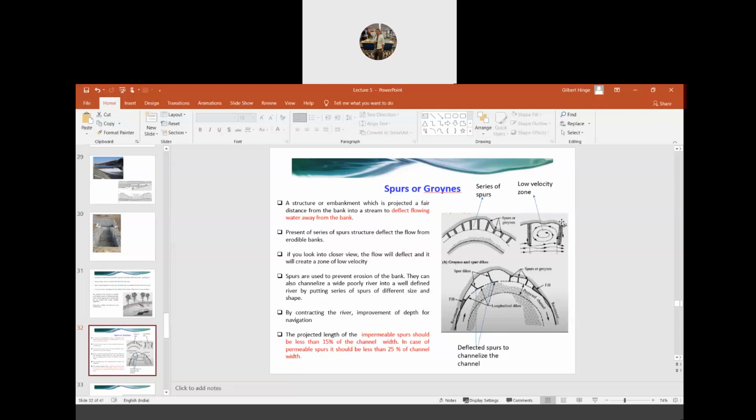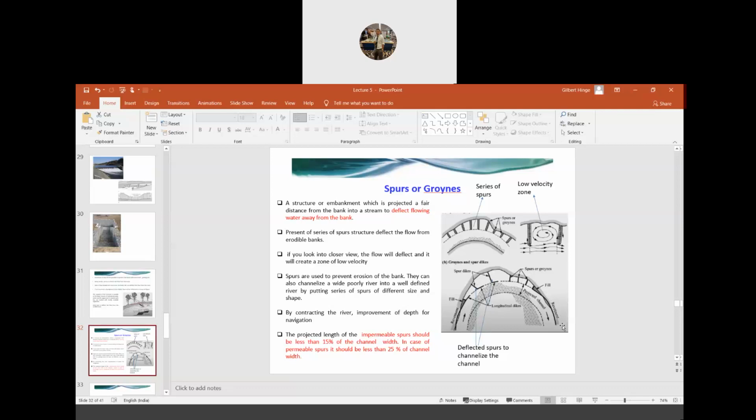Apart from that, suppose we have this kind of channel here, right? This channel is not properly channelized. If we place some kind of spurs here, structures which deflect the water, of different shapes, here this is an L shape, and then different shapes depending upon the functions, then it will properly channelize this channel, instead of having a very curved channel. So when we place spurs, the channel is properly channelized.